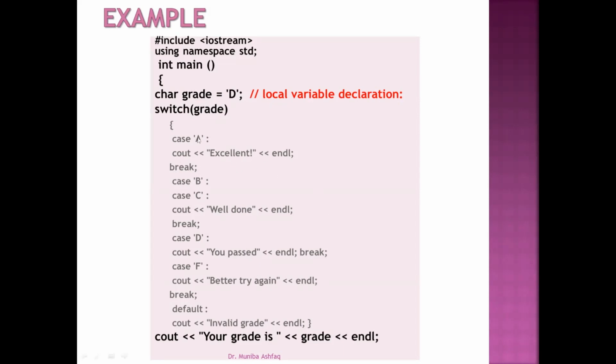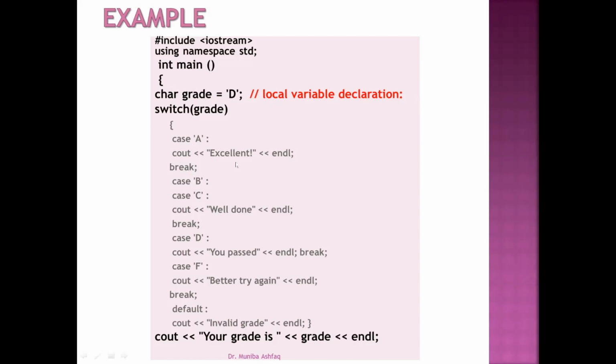So case, and then this is the value that a variable can have. If this variable contains the character constant A, you can see that you have to write this character constant over here, enclosed in single quotes. After that, you write the colon and display that it's excellent, and then break. So if the grade value is A, then just excellent would be displayed on the screen, and due to this break statement, we will come out of this switch structure or the switch block.